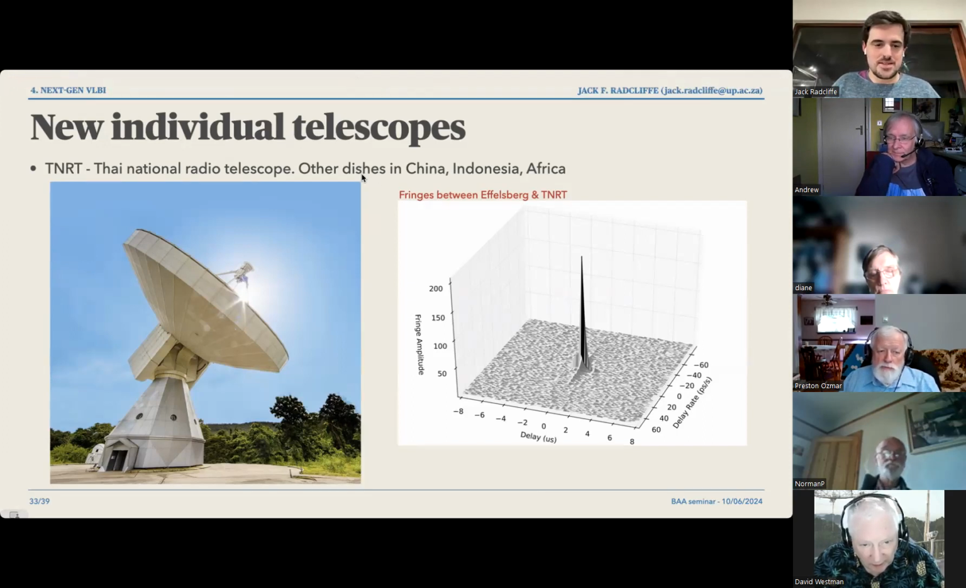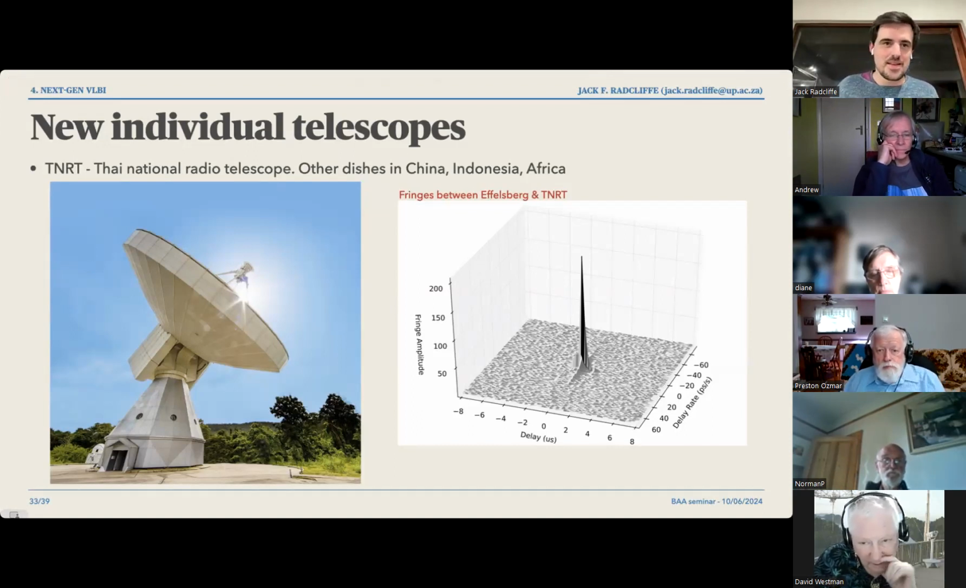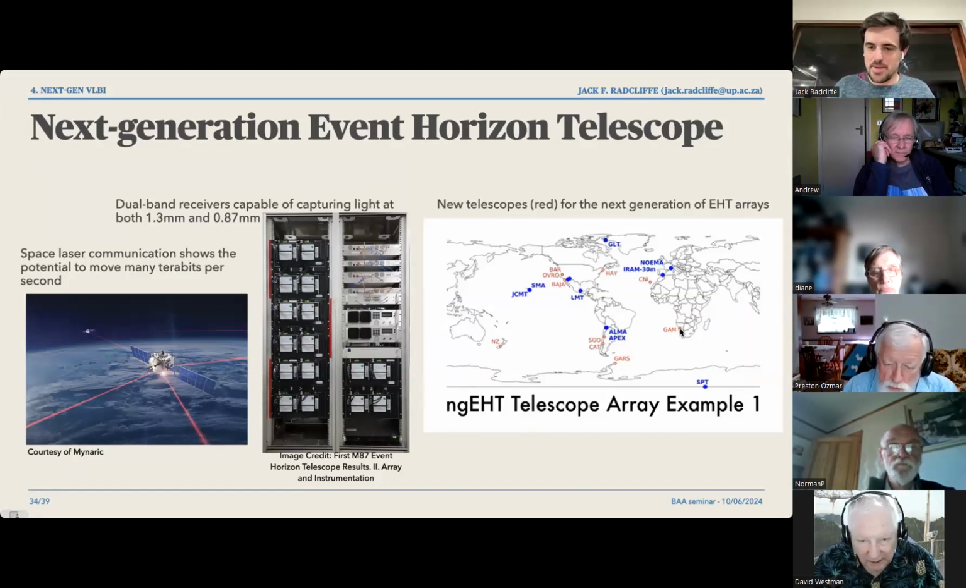Yeah, the telescopes are going to be popping up everywhere. We've got China, Indonesia is looking at one as well. And of course, we've got Africa, which I'll talk about in a minute. We've also got the next generation Event Horizon Telescope. These are a bunch of telescopes coming around the world. The new telescopes are all in red here. So there's one in Namibia, right near where I am, at Mount Gamsberg.